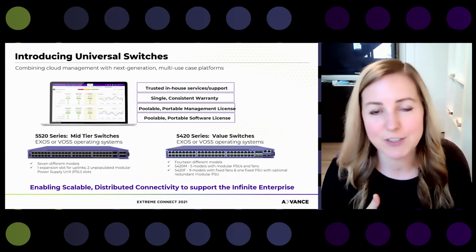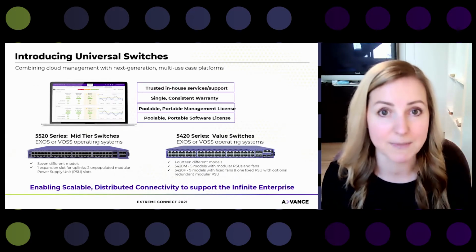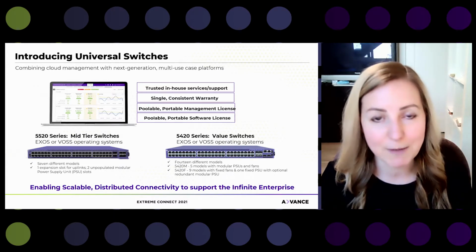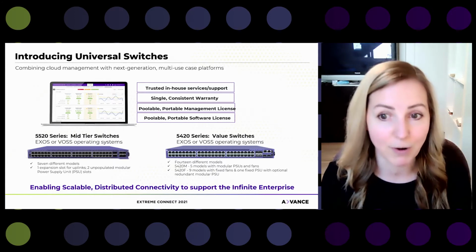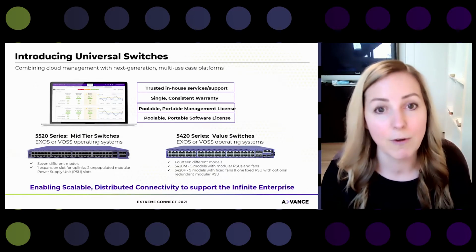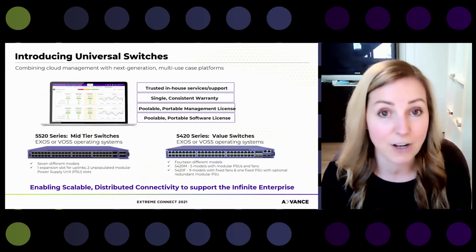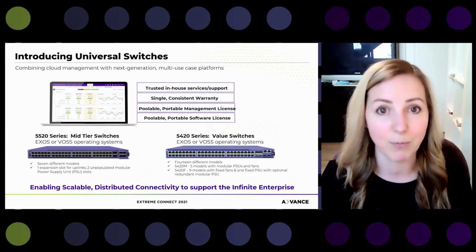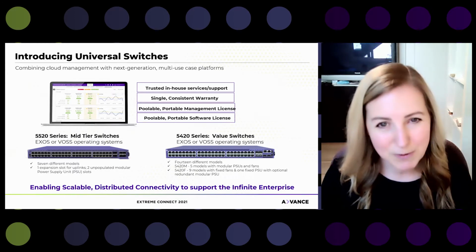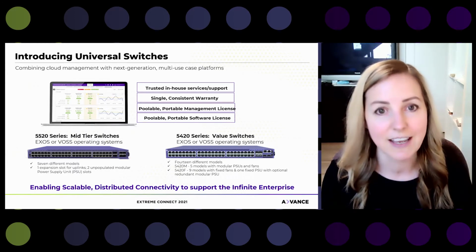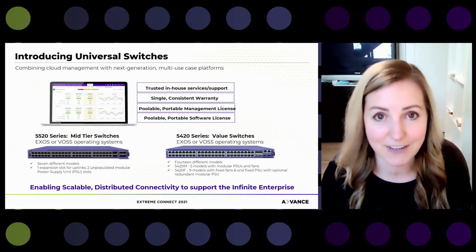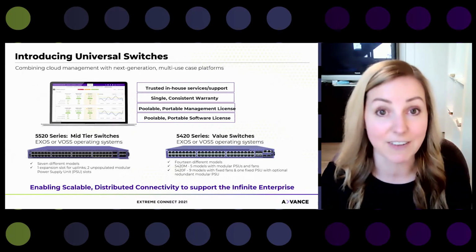In addition, Universal is much more than just about the platforms. It's really about simplifying that end-to-end deployment experience. So we've streamlined and simplified how we order and procure the products. We've simplified how we do licensing and made it a lot more flexible. We've also brought in a consistent warranty offer across our wired and wireless infrastructure, which is then complemented by top-ranked services and support. And it's really this combination of technologies that enables us to deliver scalable, distributed, enterprise-grade connectivity to support Extreme's vision of the infinite enterprise.